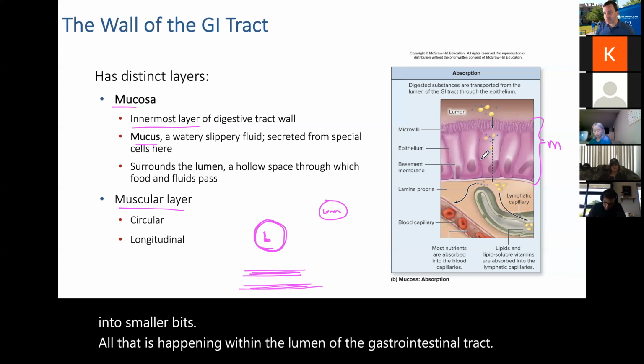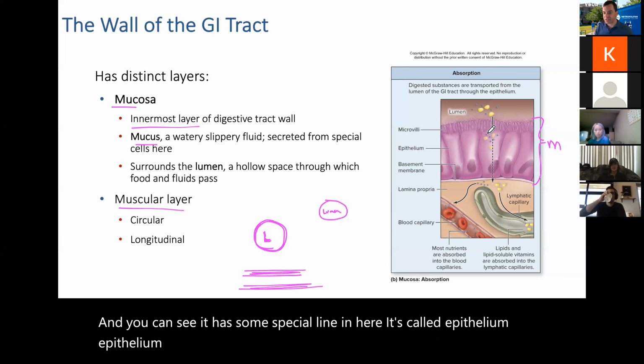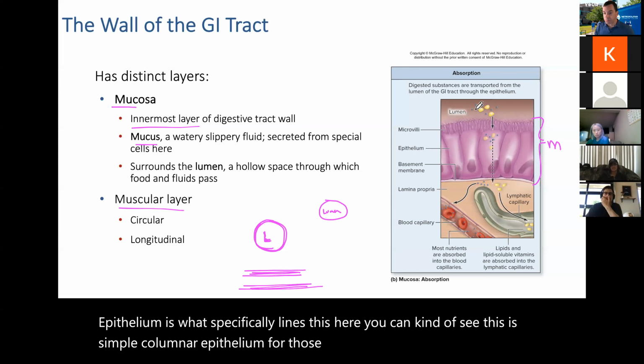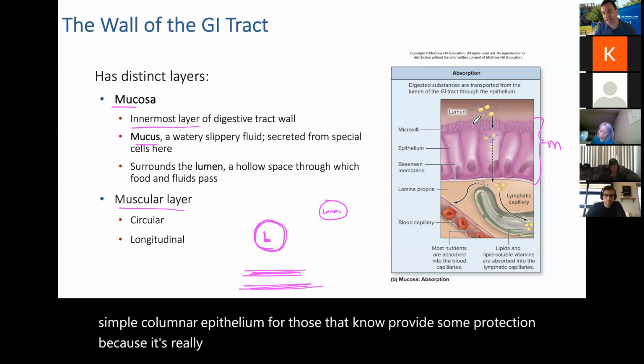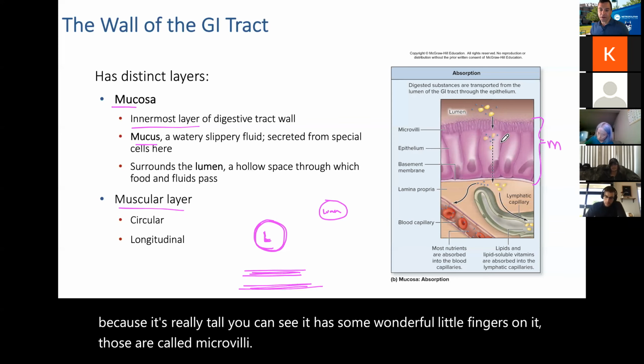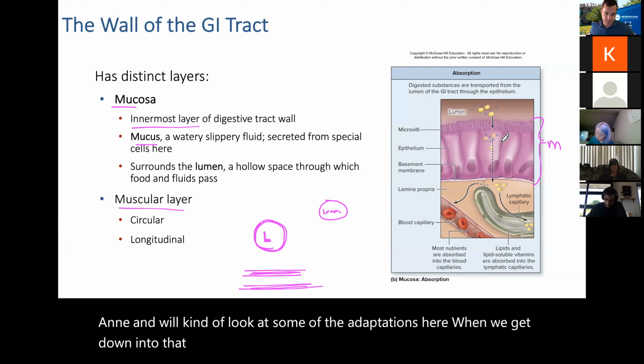And you can see it has some special lining here. It's called epithelium, all right? Epithelium is what specifically lines this. Here you can see this is simple columnar epithelium for those that know. It provides some protection because it's really tall. You can see it has some wonderful little fingers on it. Those are called microvilli. And we'll look at some of the adaptations here when we get down into that region, the small intestine, that is.